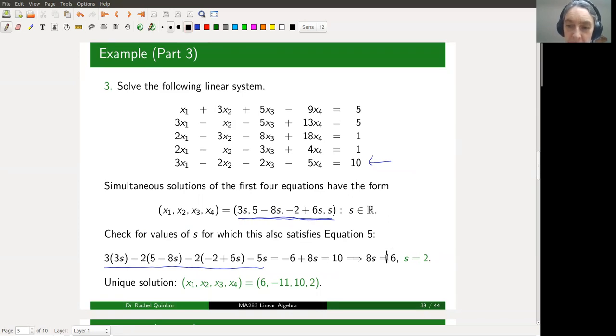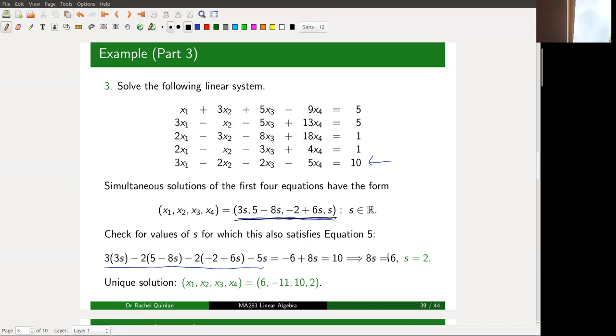Which means that s should be equal to 2. So basically, of all the different values of s that give us simultaneous solutions of the first four equations, the only one that also satisfies the fifth equation is choosing s equals 2. And then we can write down the corresponding values for x1, x2, x3, and x4 that just come from this expression with s equal to 2.